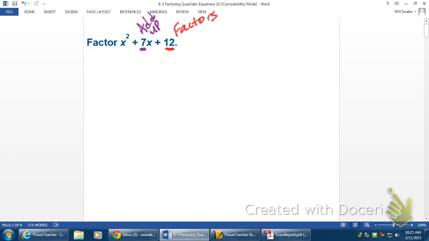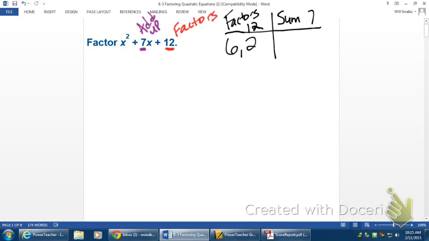Now, I always like making a little T-chart to the side. So I need factors of 12 that add up, so I'm just going to put sum, with a sum of 7. Off the top of your head, what are factors of 12 that add up to be 7? Factors of 12. Well, first one, you know 6 times 2 gives me 12. So you can write that down if you want.